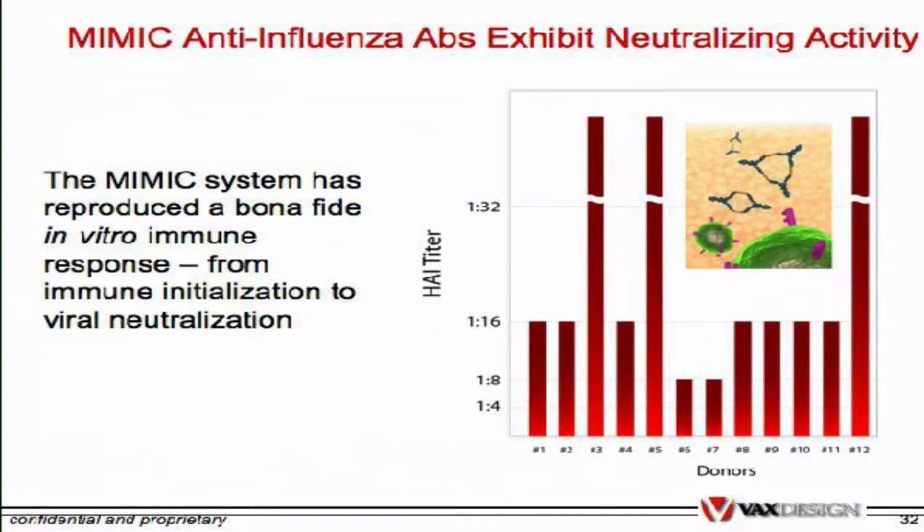HAI, hemagglutinin inhibition, is a very standard test to look at whether an antibody is going to be effective or not against influenza virus, for example. And we have, for a number of validation studies, looked at HAI inhibition on a microscale manner to determine the effectiveness of the antibodies that are being produced.